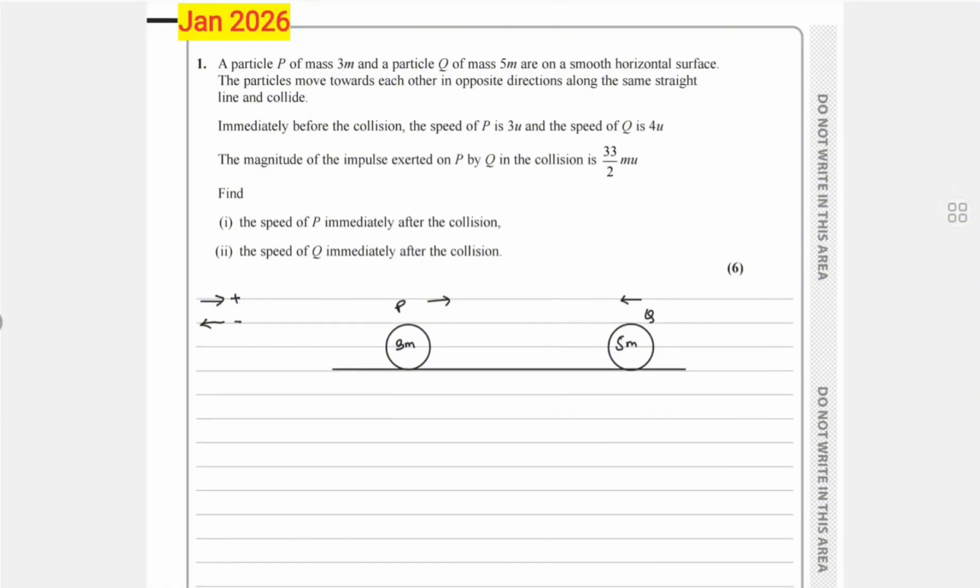Okay, so the initial velocities are given. The initial velocity of P is 3u, since it's moving to the right, so it's positive. And the initial velocity of Q is given as 4u, so negative 4u, because it's moving to the left. This is our convention.